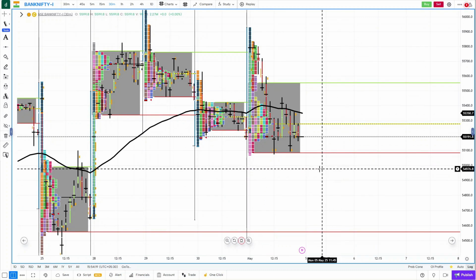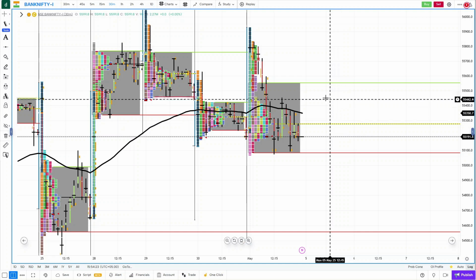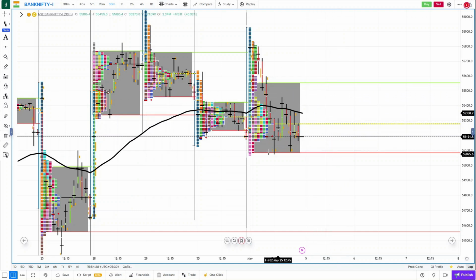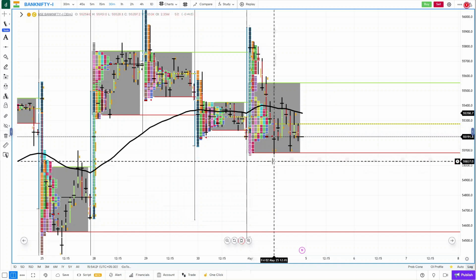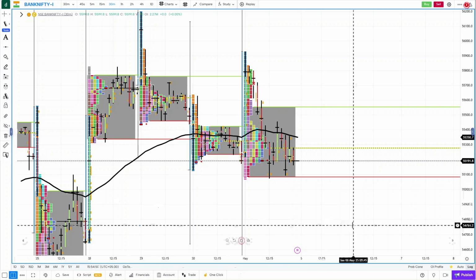Now from the structure, I think if at all there is going to be any moderate gap up, there is a possibility sellers will come again because the POC is lower. There is a poor structure here. These poor structures act as a very strong price magnet. So this is with Bank Nifty, guys.